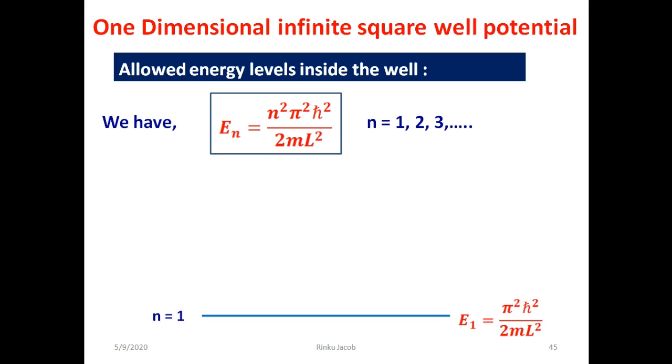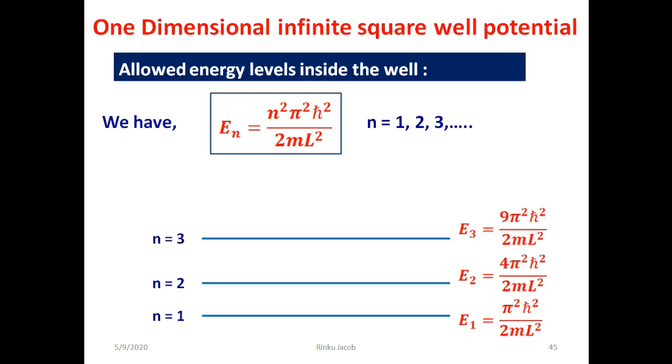So when we put n equal to 1, we get E1 equal to pi square h cross square divided by 2mL square. This is the minimum energy possessed by the trapped particle inside the well. Otherwise, we say it is the ground state energy. Now when we put n equal to 2, the equation gives E2 is equal to 2 square pi square h cross square by 2mL square. That is, the next possible energy allowed for the trapped particle is 4 times the ground state energy. Similarly, when we put n equal to 3, we get the next possible energy E3 as 9 times the ground state energy. And if we put n equal to 4, we get 16 times the ground state energy.